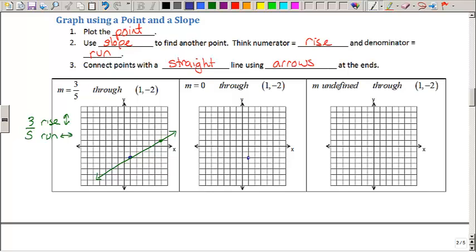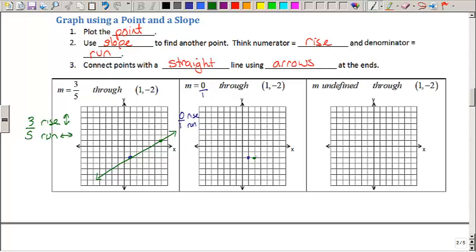Next, I'd like to graph a line with a slope of 0 through the point (1, -2). I plot my point (1, -2), and this time I have a slope of 0. Well, there's a couple different ways of thinking about this. You could put your 0 over 1, and that tells me that my 0 is my rise, and my 1 is my run. If I go up and down nothing, or 0, yet I run 1, I can get another point.